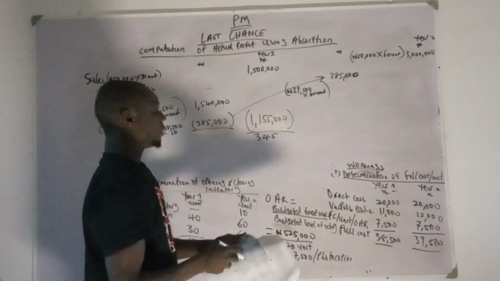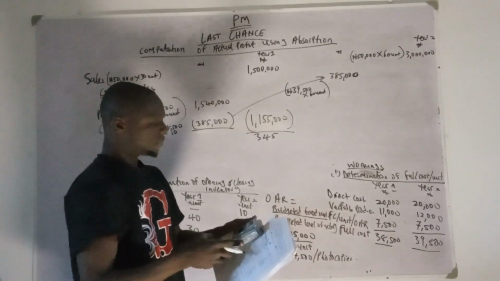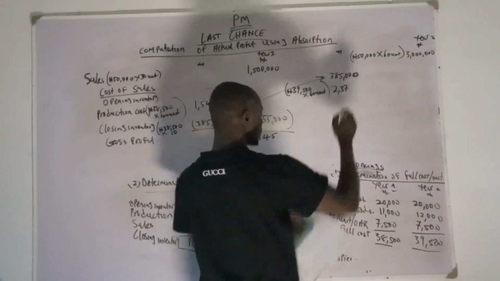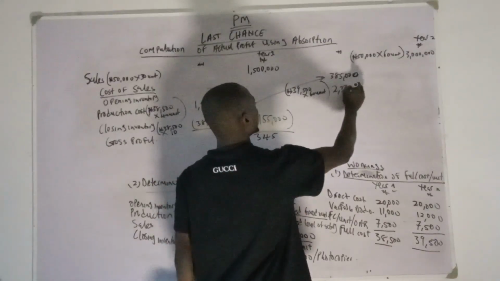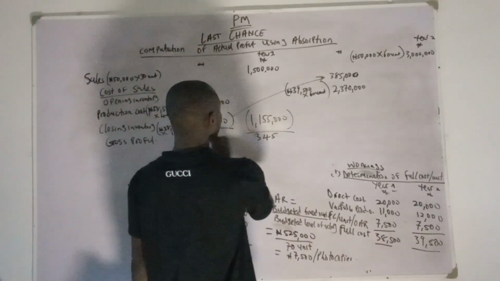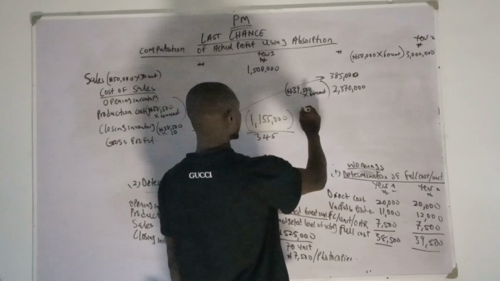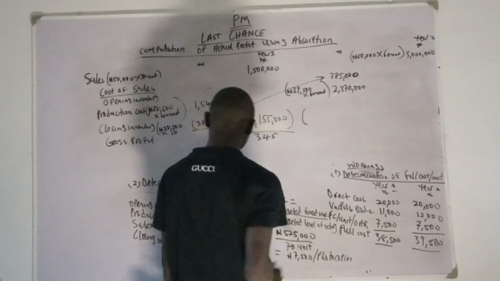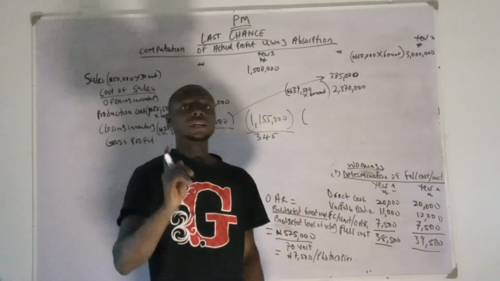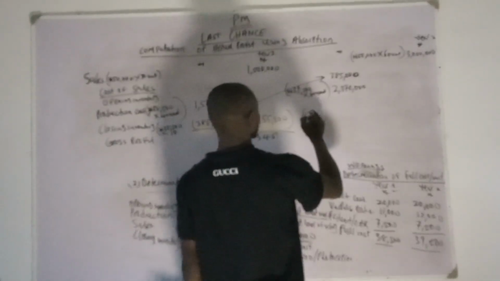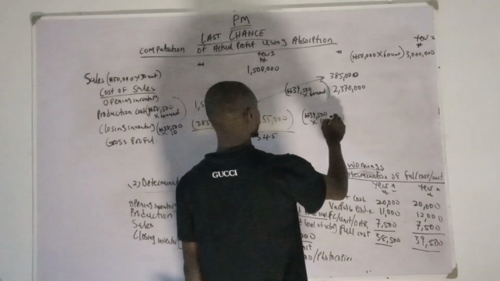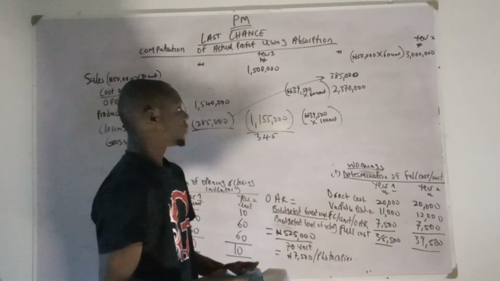Class, are we still together? Right? So this is 39.5 times 60. So this is 2,370,000. Now, what is the closing inventory? Don't forget that you still value your closing inventory at full cost. The closing inventory, 10 units, then the cost is 39,500. Now, 39,500 times 10 units.